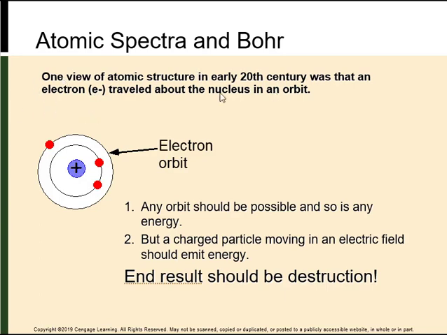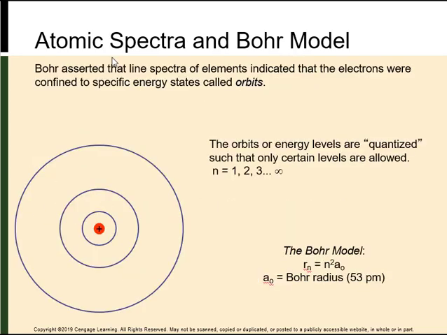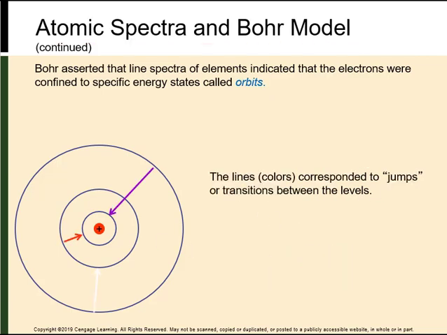Here is one view of atomic structure from early in the 20th century, showing us that electrons move about in orbit. Well, Bohr said that line spectra of elements indicated the electrons were confined to specific energy states, called orbits, and that they are quantized, so there are only certain levels allowed. He also said that the line spectra indicated that electrons were jumping or transitioning between energy levels.